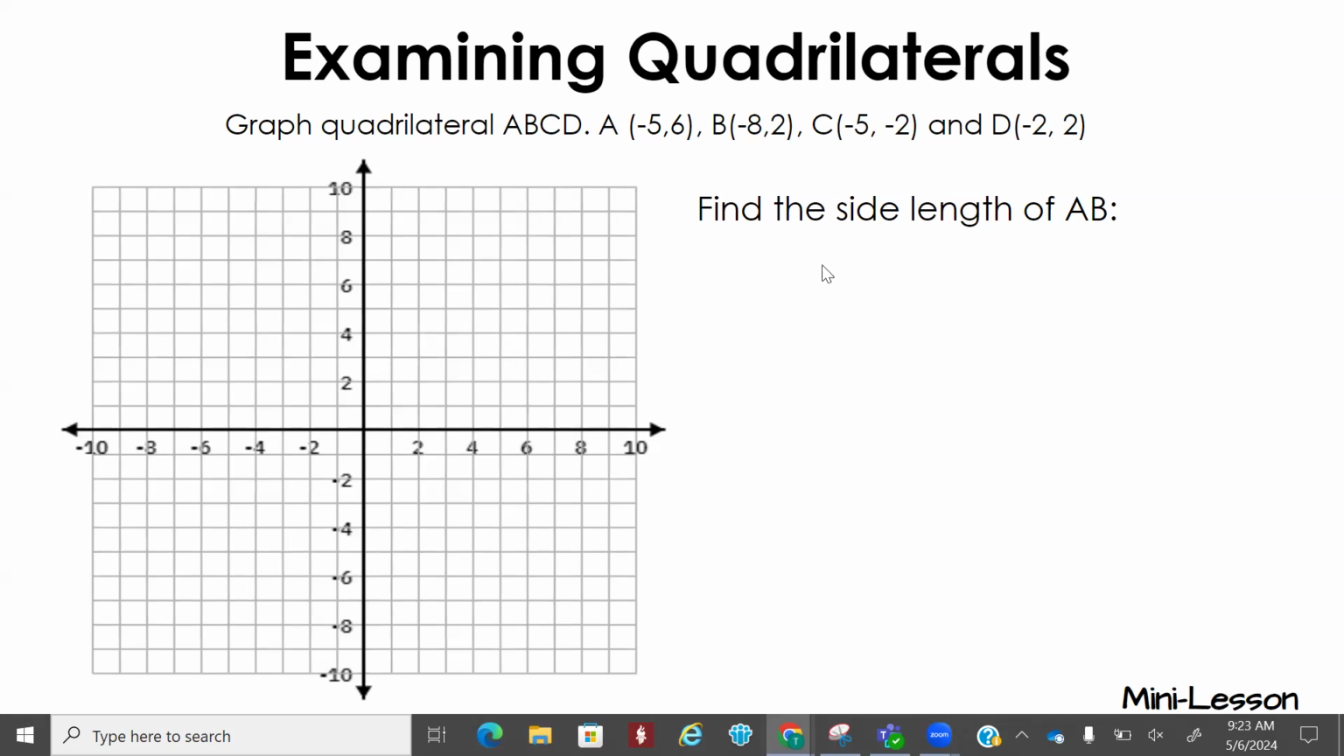Okay, so what I'd like for you to do is just kind of on your paper or somewhere, I want us to find the side length of AB with these points. So the first thing we would probably do is, if you had graph paper, okay, you're going to graph this first. So it would look like this. -5, -2.